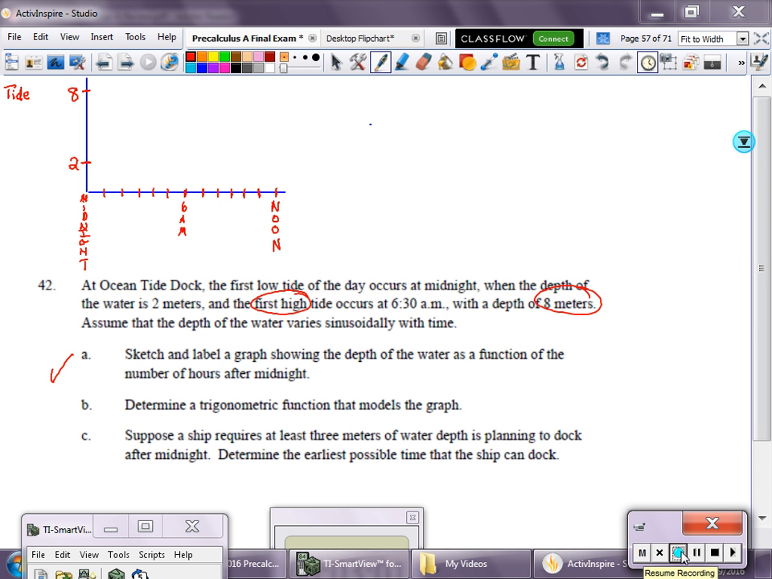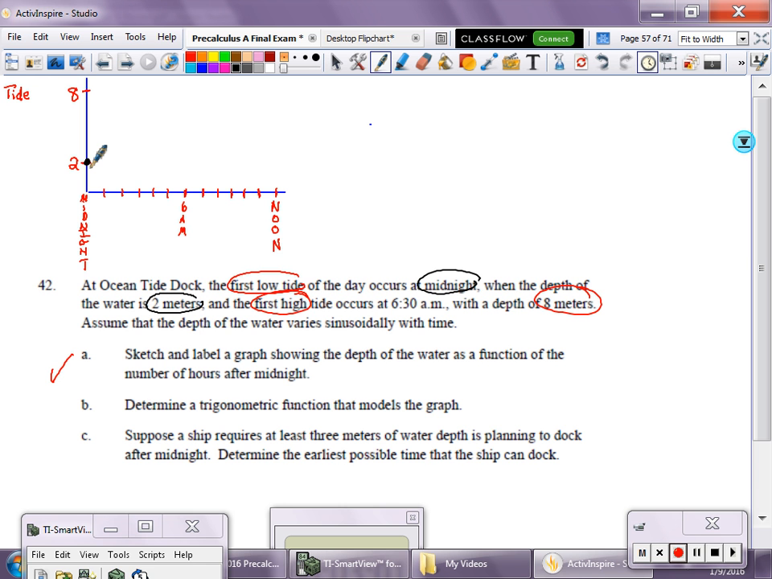Okay, so for 42, I took the liberty of drawing my X and Y axis. Now the only tricky thing is we're using military time when it comes to ocean and dock, which means we're looking at hours in terms of a 24-hour day. Now, I'm looking at these problems in specific. It says the first low tide. That means this function is going to begin at a low tide, which is 2 meters, and that is at midnight. Midnight, in terms of military time, is 0 o'clock, and we start here.